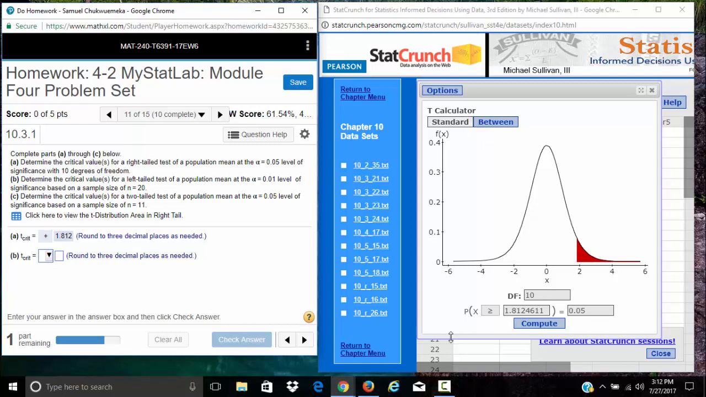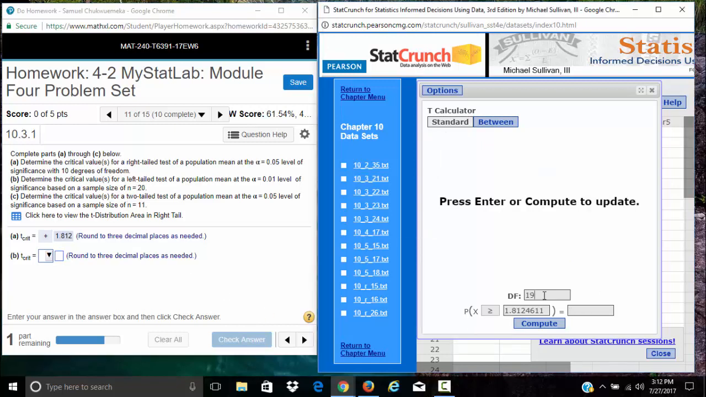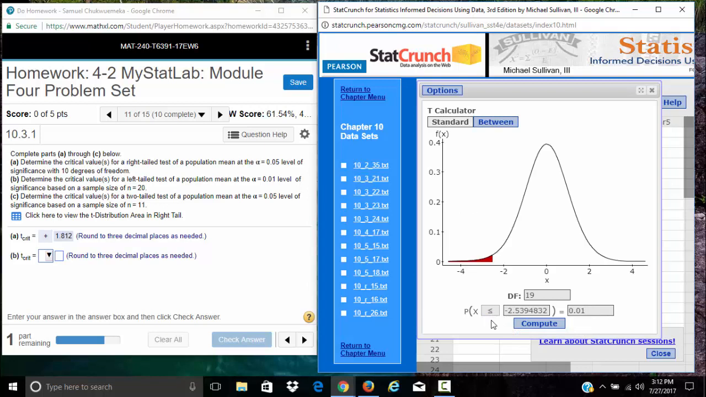So one parameter, which is the population mean. When you have one parameter, degrees of freedom is n minus 1. And this is left-tailed. So degrees of freedom will be 20 minus 1, which is 19. The level of significance, you still use as 0.01. You want left-tailed, not right-tailed, so you click on left-tailed.